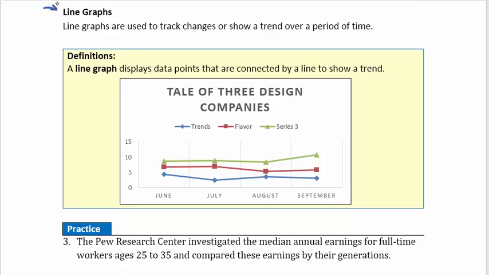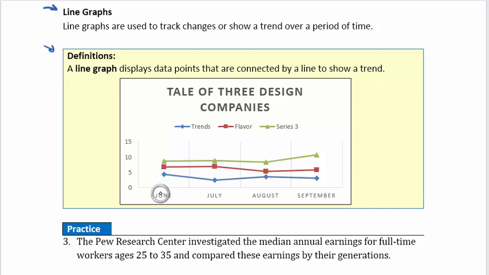Okay, let's talk about line graphs. Line graphs are used to track changes or show a trend over a period of time. Let's take a look at a definition now. A line graph displays data points that are connected by a line to show a trend. And so you can see I've got a triple line graph here. Notice one blue line graph, one red, one green. And we've got a legend up here. This is trends, this is flavor, and this is series 3. I guess these are 3 design companies that I've kind of made up here.